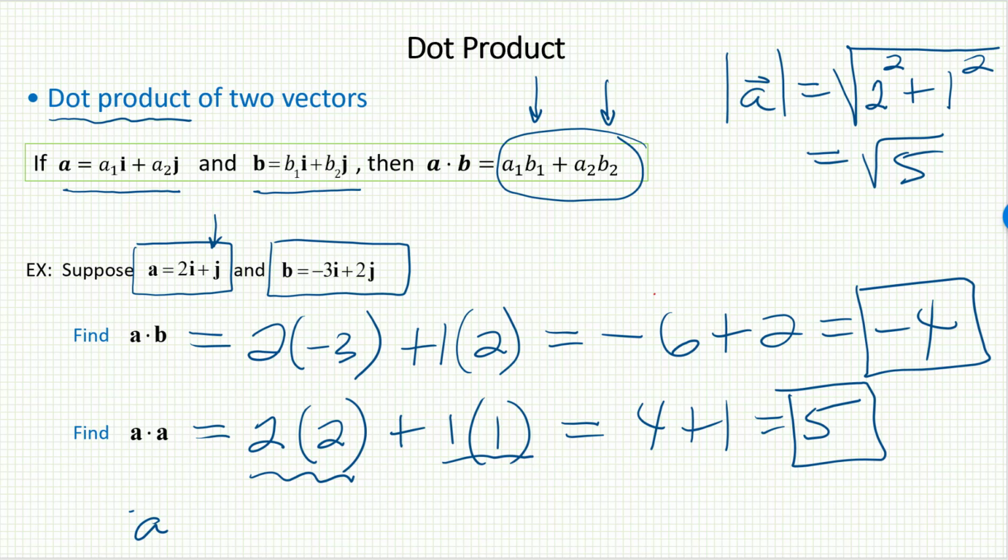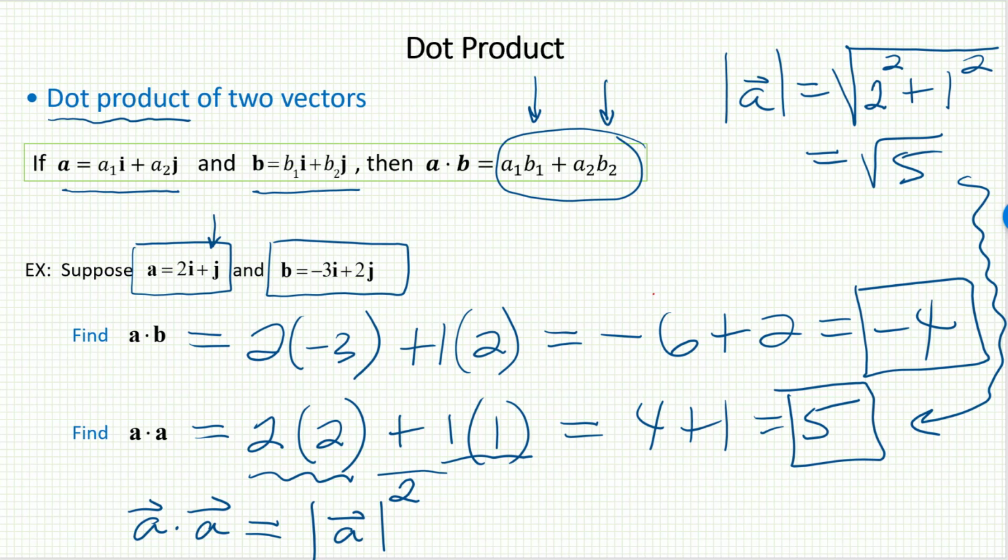What we've just learned, though, is apparently when you dot a vector with itself, you end up with the magnitude of the vector squared. If I square that square root of 5, of course, I'll get 5. And so this becomes, again, a useful piece of information as we continue on in our study of vectors.